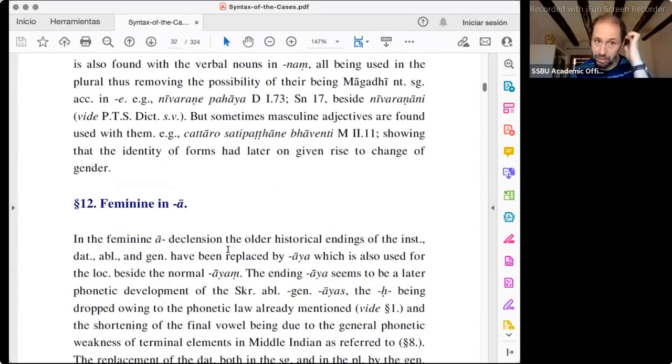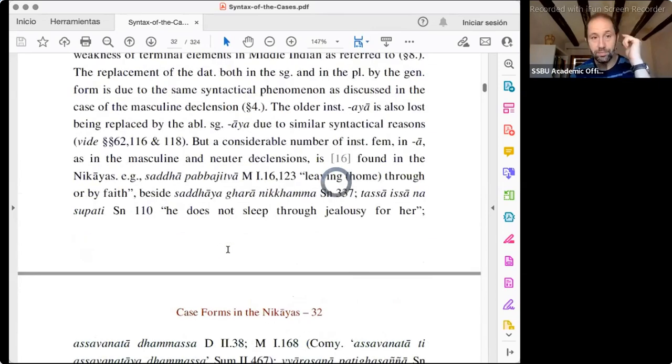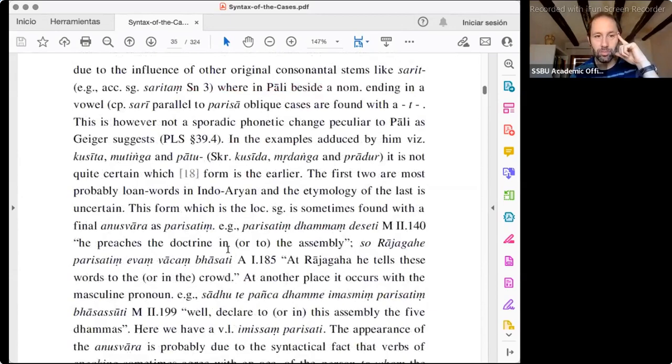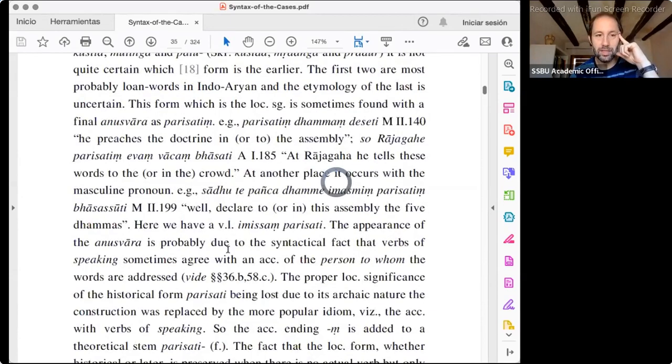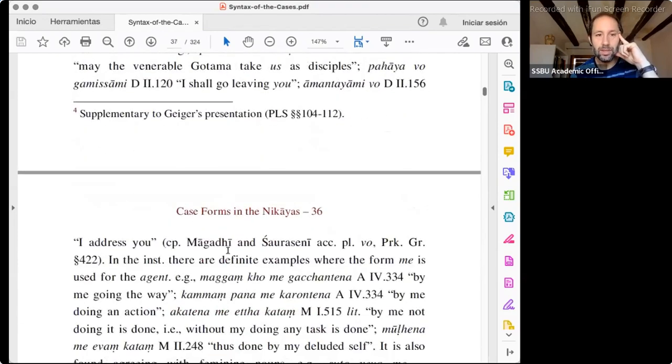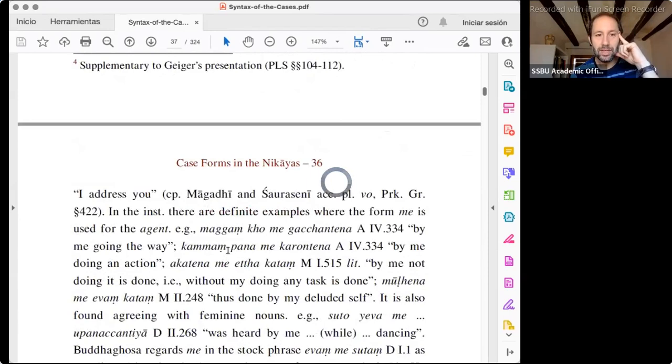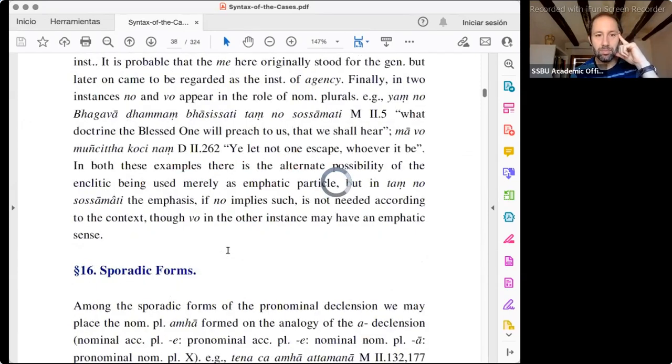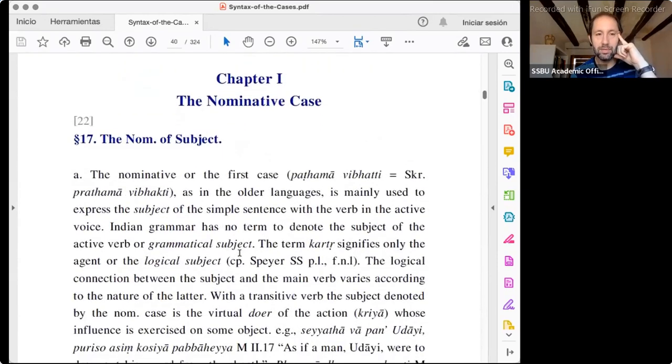This introduction is quite interesting, actually. Although some things have been kind of disputed. But it's interesting. Nevertheless, he has very interesting ideas. And then today we start from here, the nominative case.